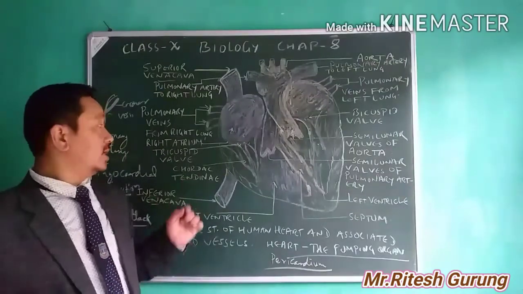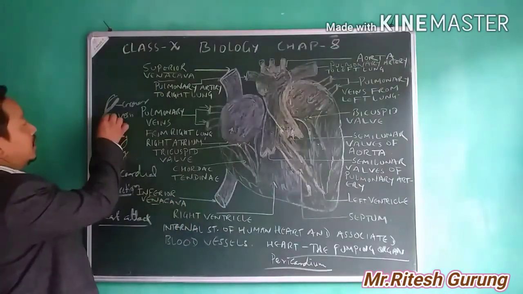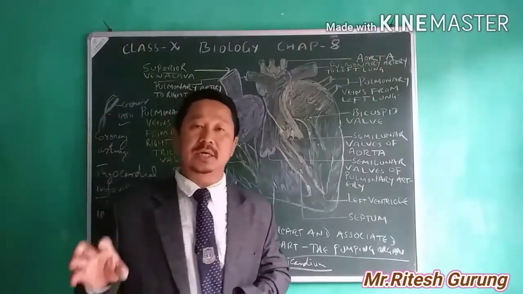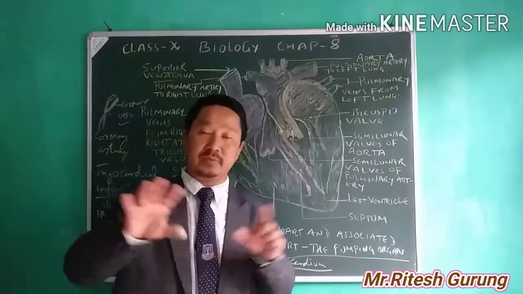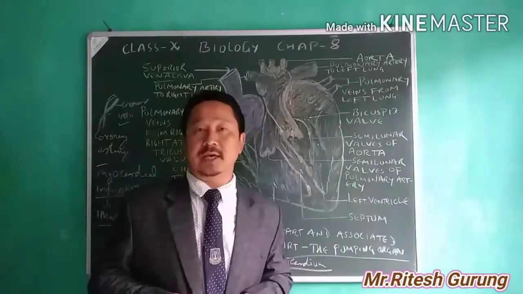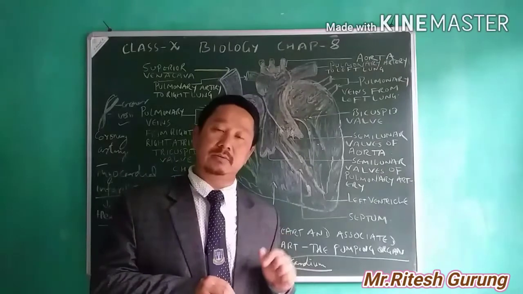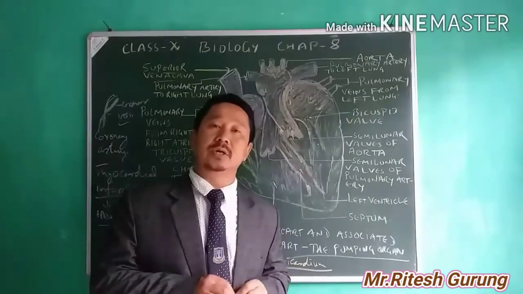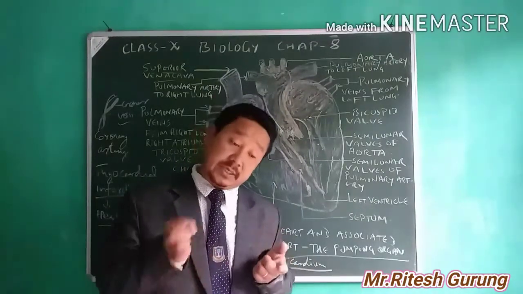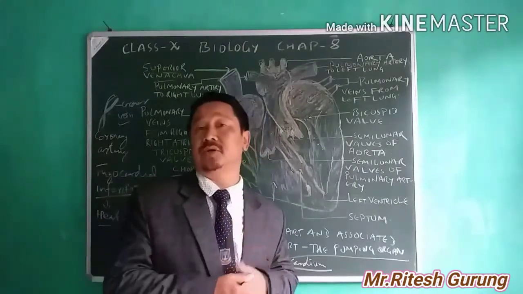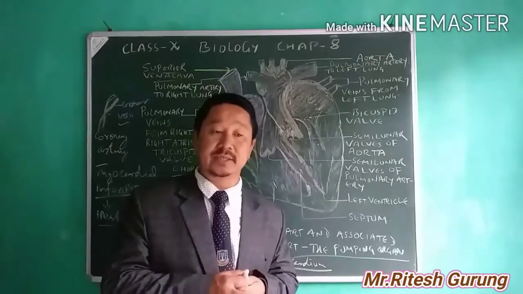Similarly, there is your coronary vein, which will collect the impure blood from the walls of the heart and bring it to the right atrium, and from the right atrium it is sent to the lungs for purification. This is how it happens.